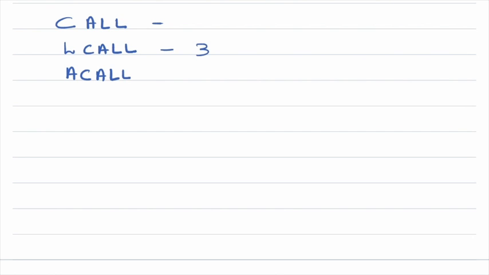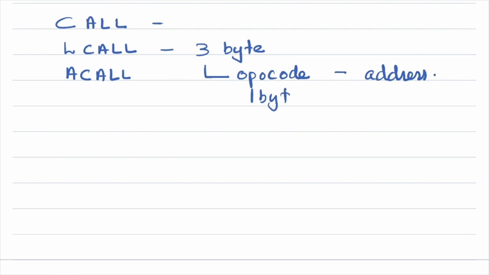LCALL is a 3-byte instruction, and in these 3 bytes, the first byte is the opcode and the next 2 bytes are the address. So we have a total of 3 bytes. This is 1 byte and this is 2 bytes. So it's a 3-byte instruction, and if you are using LCALL, the subroutine can be located anywhere within the 64 kilobyte memory space. That's about the LCALL.